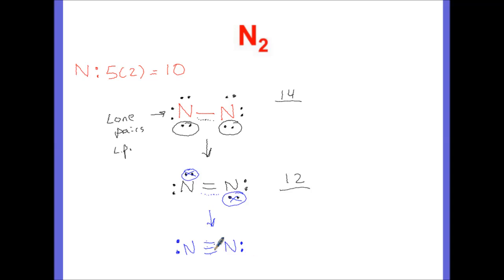2, 4, 6, 8. So this nitrogen really is sharing 6 electrons. This one is sharing 6 electrons. And 2, 4, 6, 8, 10. Now we have our 10 valence electrons that we needed. So the 10 checks out, and we are good with this molecule.